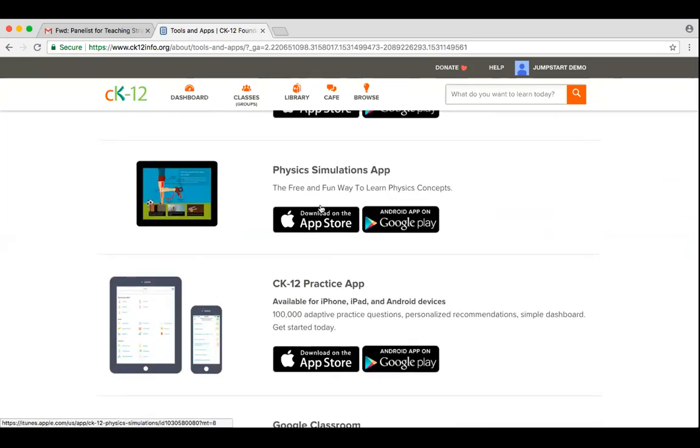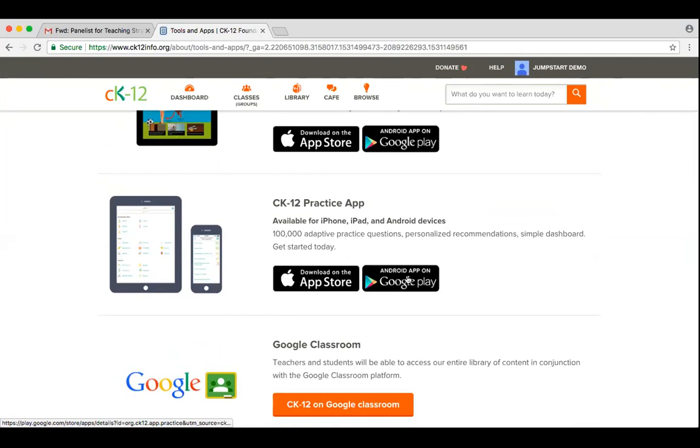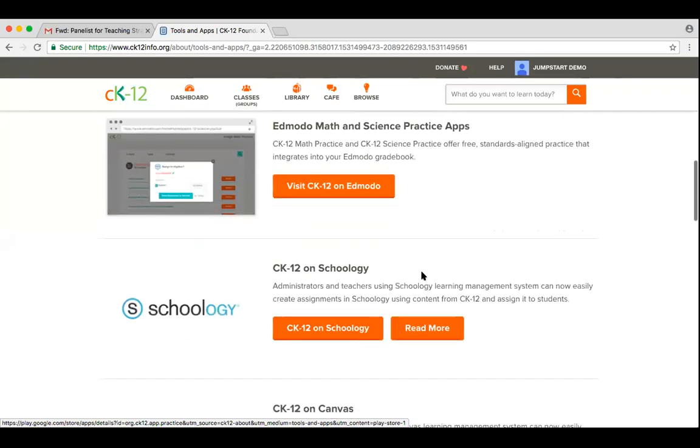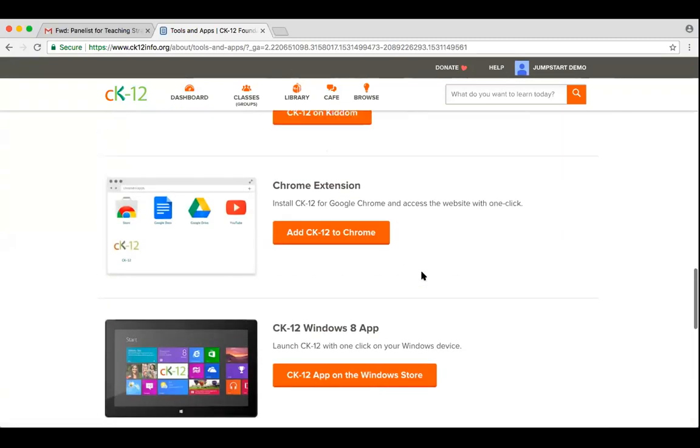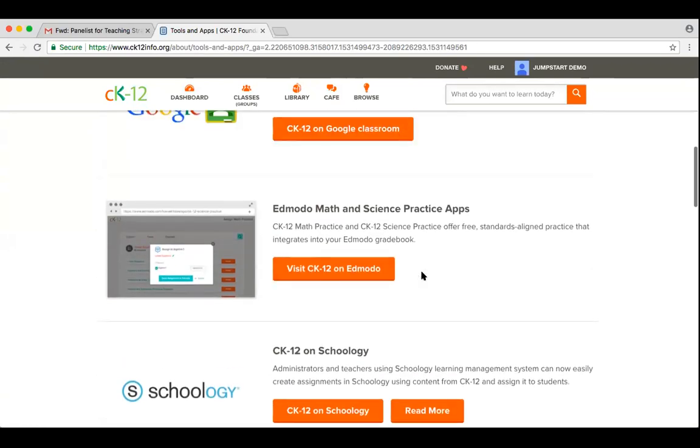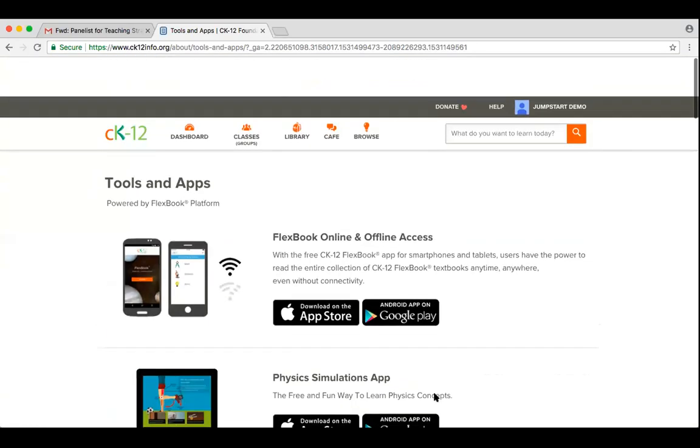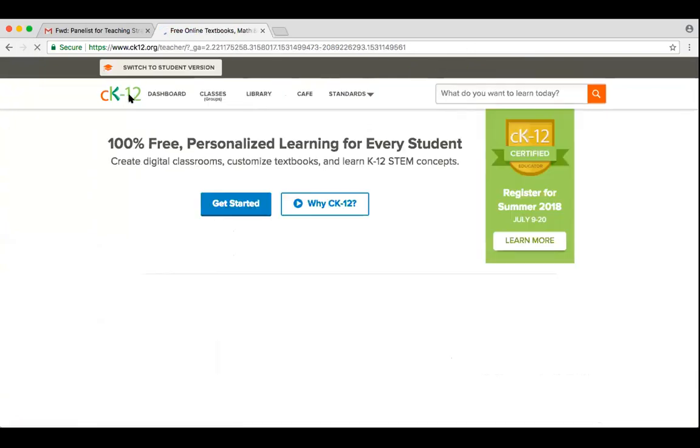We have a physics simulation app, which allows you to access the sims offline on any device with a large enough screen, like a tablet or bigger. Finally, I talked about the CK-12 practice app, which allows students to complete assignments when they aren't on their smartphone or mobile device. I'll also mention that on this page we have all the information about our links to various LMSs, including Google Classroom. But let's go into a FlexBook right now.